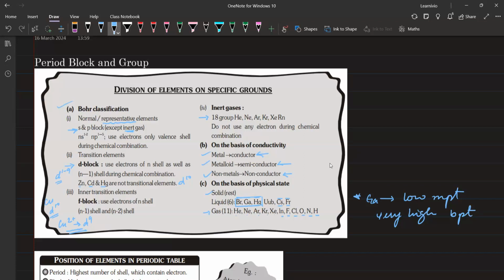So if you want to write points, then just write the liquids, bromine, gallium, and mercury. And regarding gallium, you write low melting point and very high boiling point. You just write these points. No need to write each and everything. Just write the important points here.